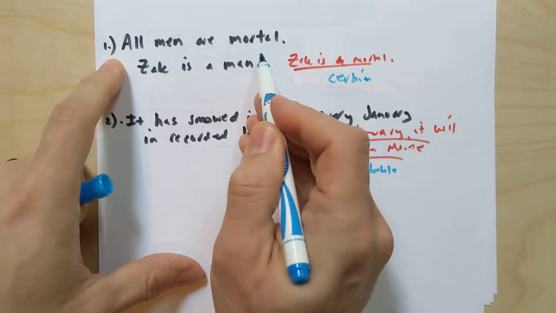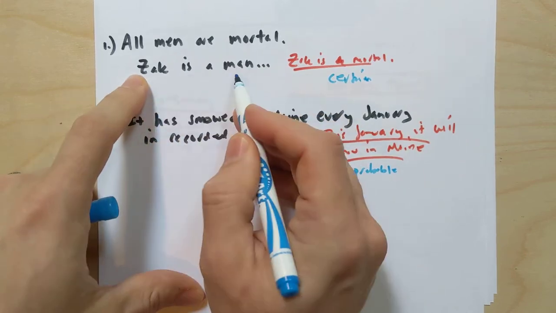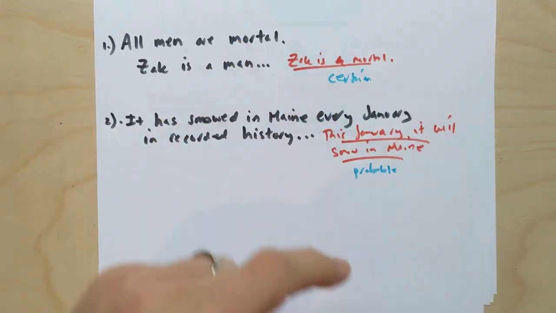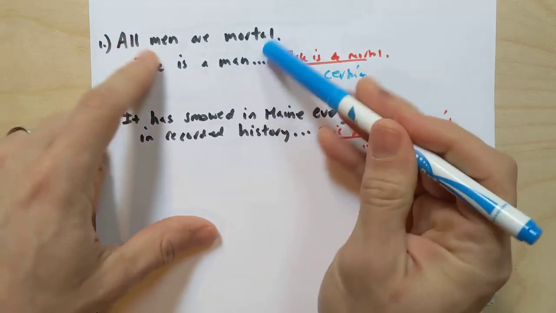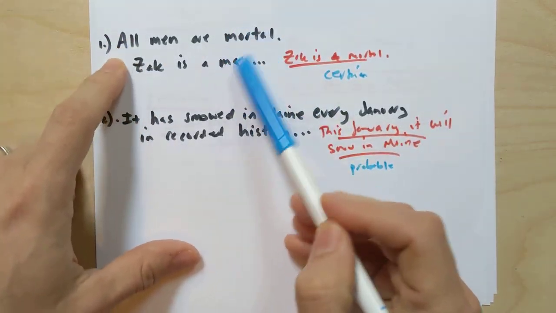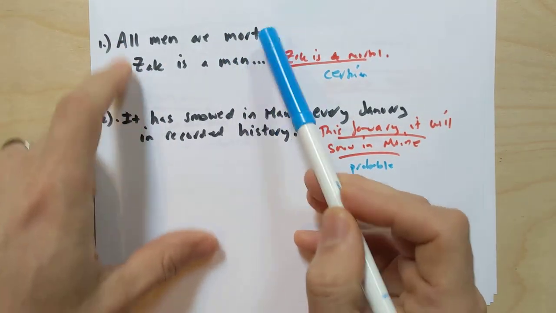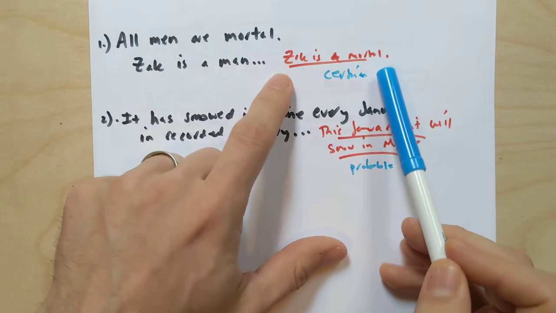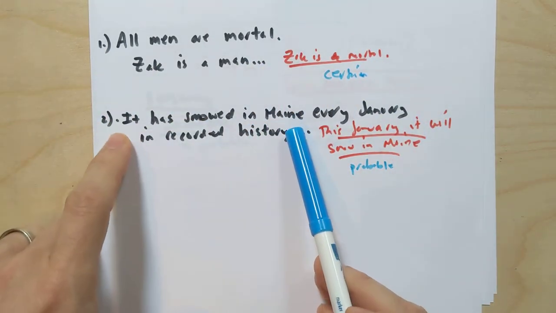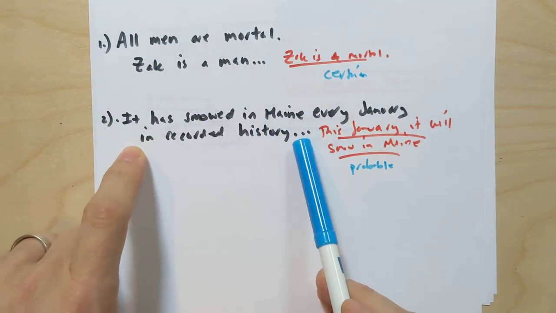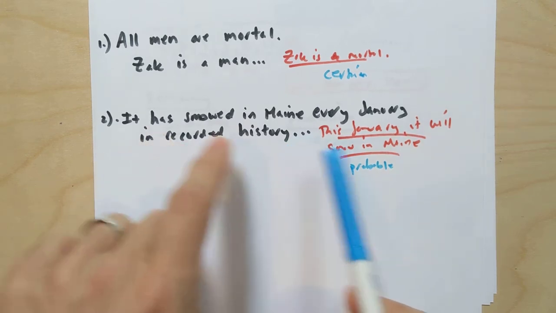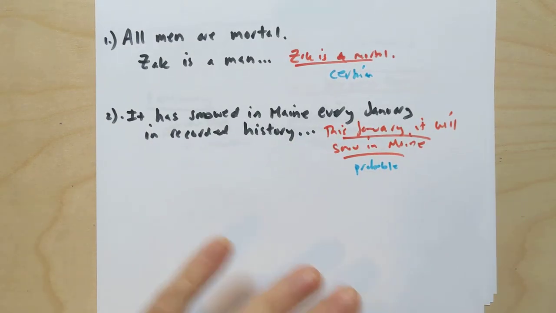If it's really true that all men are mortal, if we believe that, and if we believe Zach is a man, then it has to be the case that Zach is immortal. The only way to attack this is by attacking the factuality of these two statements. If these two statements are true, then this conclusion has to be true. However, if it's true that it has snowed in Maine every January in recorded history, it doesn't guarantee that it will snow in Maine now, right?